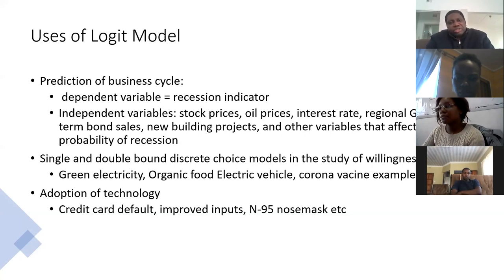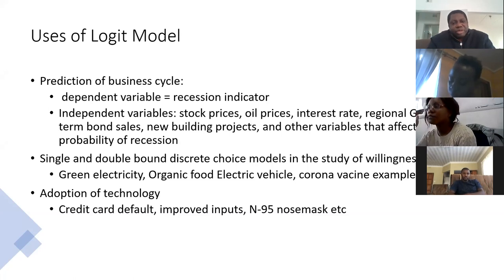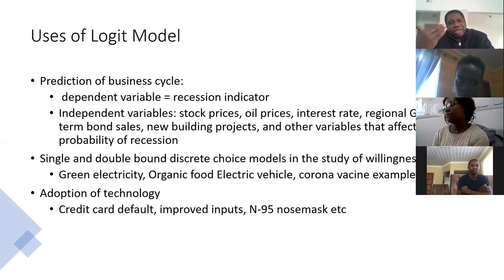Another area where we normally use logic model is when we are trying to look at willingness to pay for projects, whether you are using single or double bounded discrete choice models. For instance, we want to look at willingness to pay for green electricity, willingness to pay for organic food, willingness to pay for electric vehicle, willingness to pay for corona vaccine, and so many things. So we use logic model because in those instances, you have what is called a binary variable as your dependent, that is yes or no, adopt, don't adopt. And so that is another use of logic model, the adoption of technology.